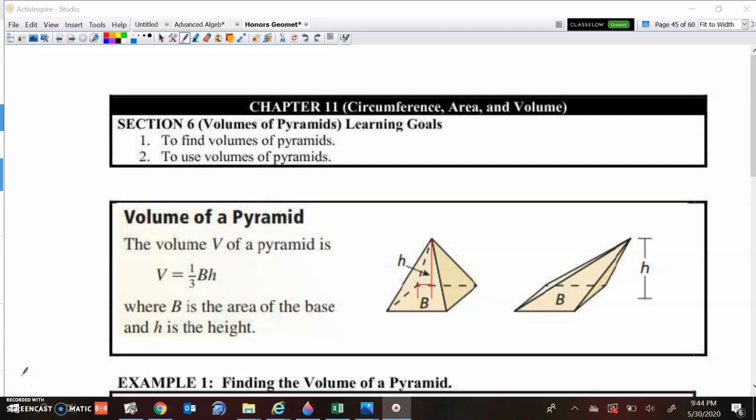Okay guys, so here we are with lesson 11.6, and this is on volumes of pyramids. So a pyramid, just as a reminder, has one base. It only has one base, and then all the other faces come together to a common vertex. So let's take a look at the formula.